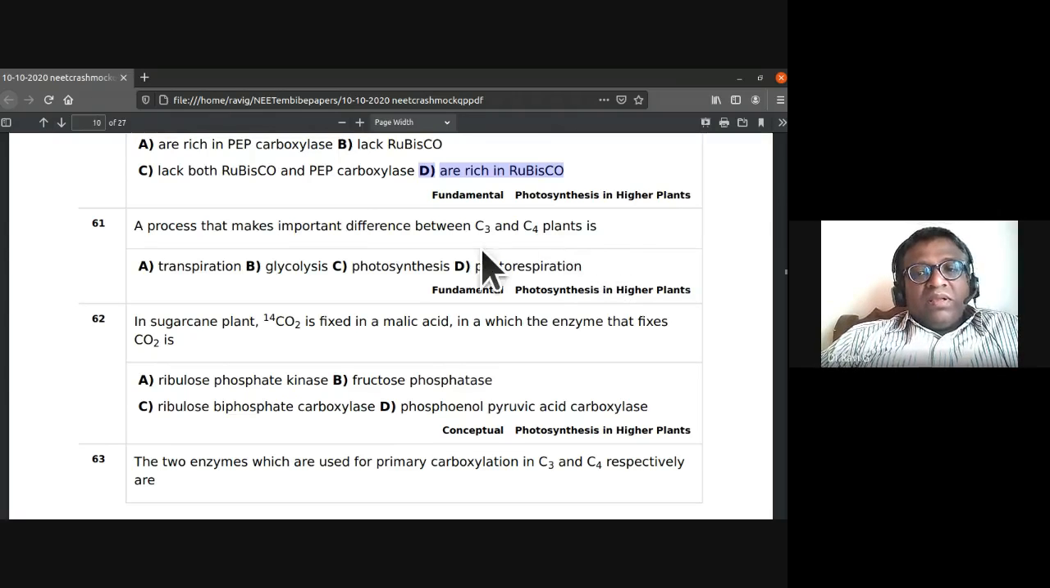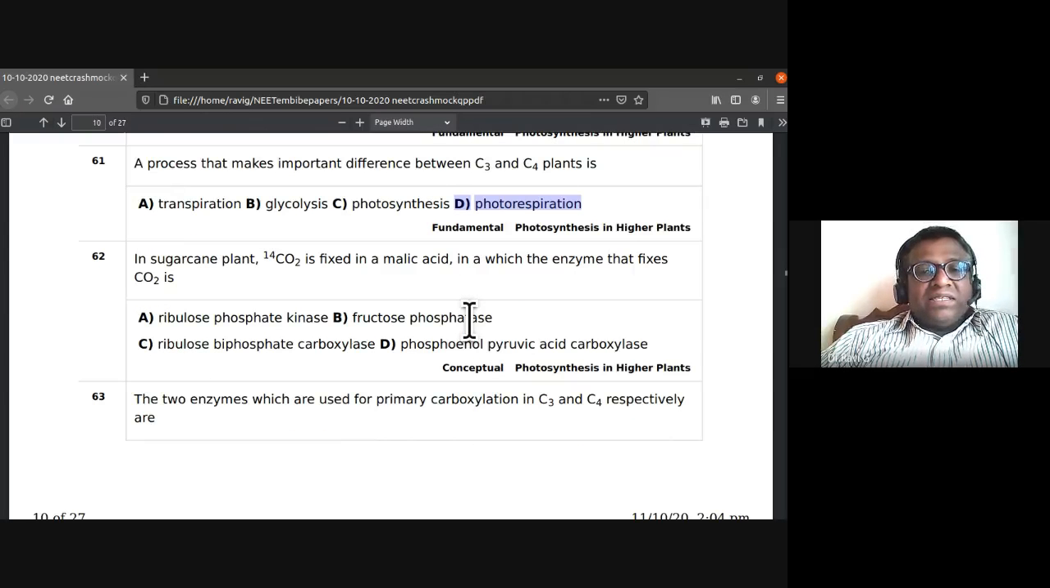A process that makes important difference between C3 and C4 plants is what? Photorespiration. C4 plants do not undergo photorespiration. C3 plants undergo photorespiration. 61st, D is the answer.